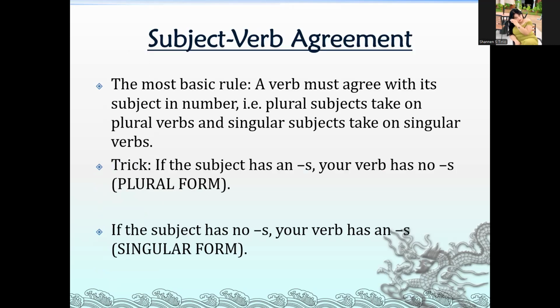Okay, this is my favorite topic. Subject-verb agreement. So it's very important that your subject agrees with your verb because if it doesn't, it is grammatically incorrect. Okay? So kailangan talaga nag-agree. Because if it doesn't agree, hindi ka din maiintindihan ng kausap mo or you will be misunderstood.